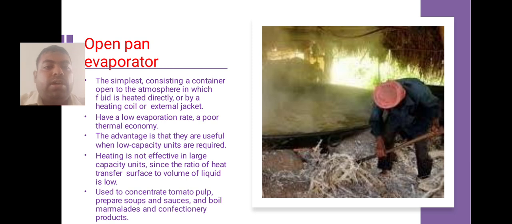Open pan evaporator. This is the simplest, which consists of a container open to the atmosphere in which fluid is heated directly by a heating coil or external jacket. Here it has a low evaporation rate and a poor thermal economy. The advantage is that they are useful when low capacity units are required.